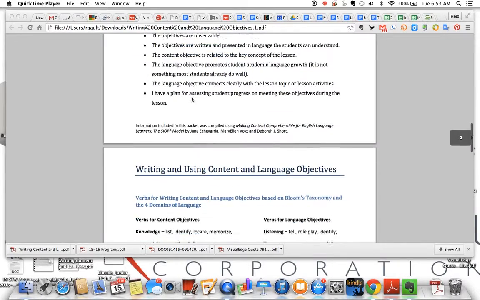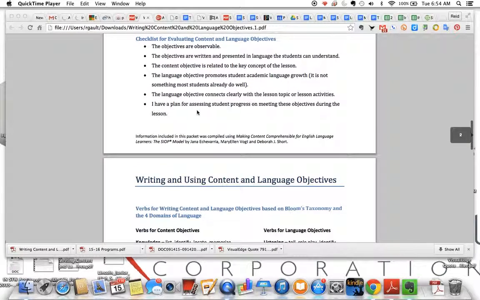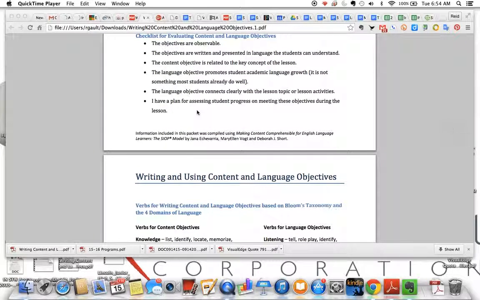Here's a checklist as well. Let's look at that checklist. The objectives are observable. The objectives are written and presented in a language that students can understand. The content objective is related to the key concepts of the lesson. The language objective promotes student academic language growth. It is not something that most students already do well. The language objective connects clearly with the lesson topic or the lesson activities. And you have a plan for assessing the progress on meeting the objectives during the lesson.